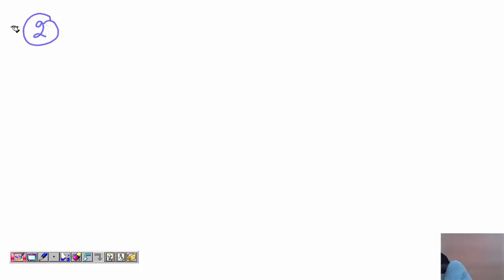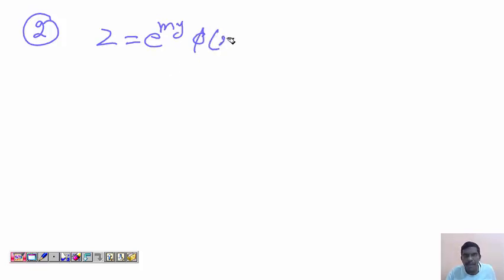Let us say z is equal to e to the power of my into phi of x minus y. Here also m is some constant, but we are not bothering about m, we are bothering only about phi of x minus y. Phi you have to eliminate, that's an arbitrary function.